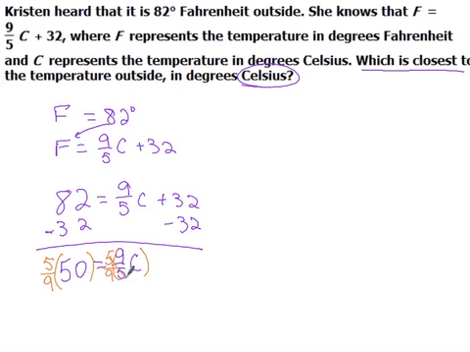Okay? Well, on this side, those are just going to cancel, and I'm left with C. And on the other side, I get that 50 times 5/9 is equal to, it's an ugly decimal, just deal with it. It's 27.7 repeating. Okay? So again, an estimate, they wanted to know which is closest, so this is probably going to be like a multiple choice question, and I'm looking for the answer that looks closest to 27.7.